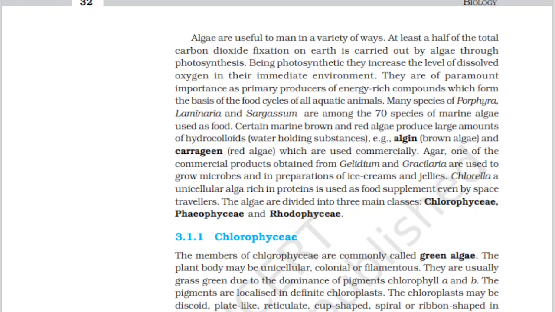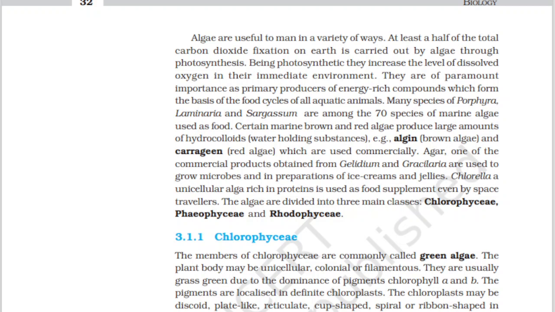They are of paramount importance as primary producers of energy-rich compounds, which form the basis of the food cycle of all aquatic animals. Many species, Porphyra, Laminaria, Sargassum, are among the 70 species of marine algae used as food. Remember the names: Porphyra, Laminaria, Sargassum.